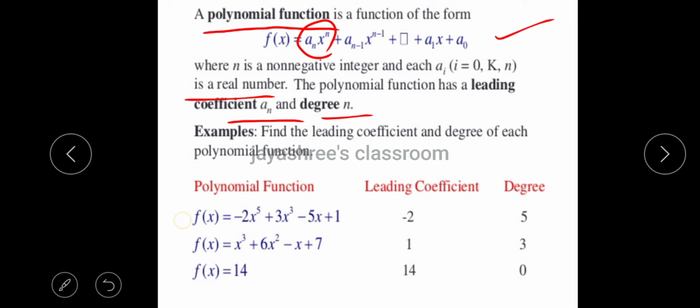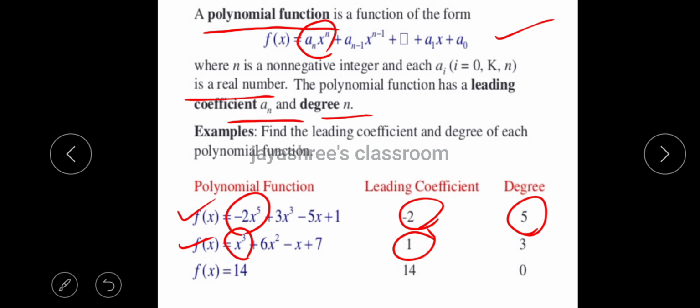So in this example, the polynomial function is f of x is equal to minus 2x raised to 5 plus 3x cube minus 5x plus 1. The leading coefficient is the coefficient of x raised to 5, that is minus 2, and the degree is the highest degree, which is 5. So it is a polynomial of degree 5. In the second example, f of x is equal to x cube plus 6x square minus x plus 7. What is the leading coefficient? It is the coefficient of x cube, that is 1. And what is the degree? The highest degree is 3.